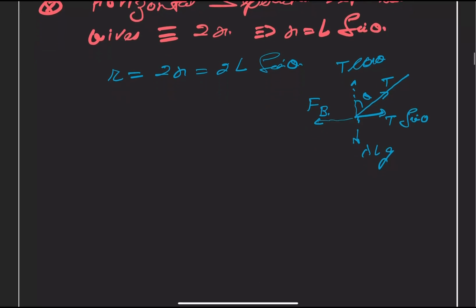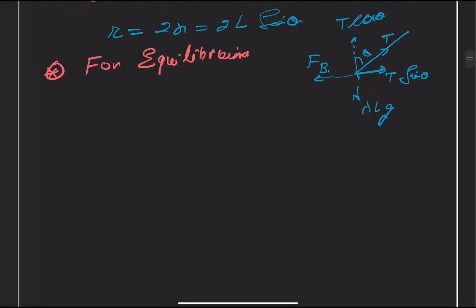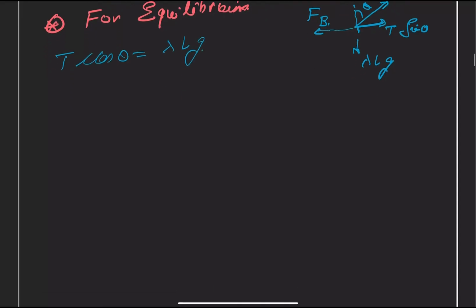So in equilibrium, for equilibrium we can write that our T cos of theta is equal to lambda L g, and T sine of theta is equal to our Fp, which is mu naught I square upon 2 pi r multiplied by L.